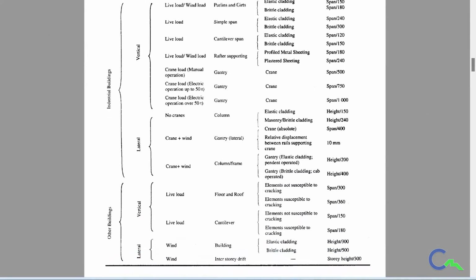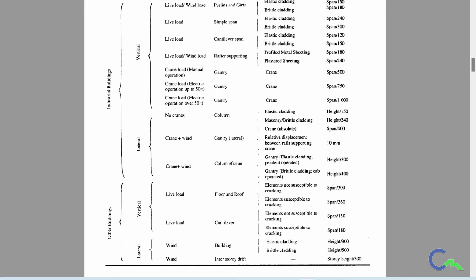So you can refer to this particular table. In other buildings, floor and roof load is going to come into the picture. The element may be not susceptible to cracking, or it may be susceptible to cracking. I'm going to take the first condition, element not susceptible to cracking, because the RCC beam or slab you are going to use is not susceptible to cracking.